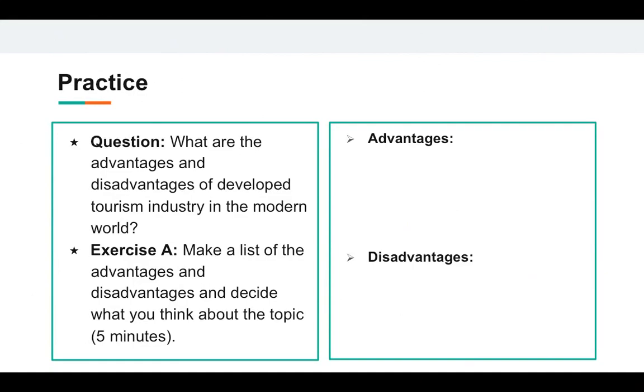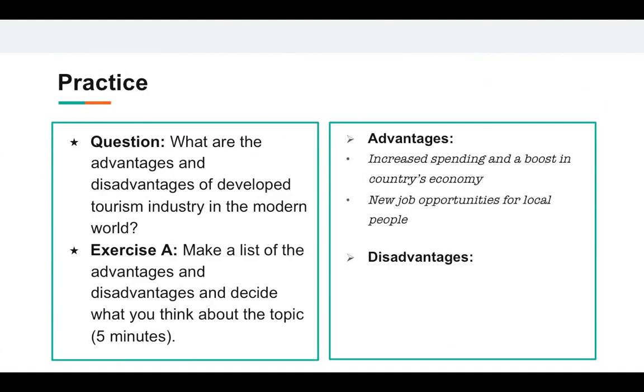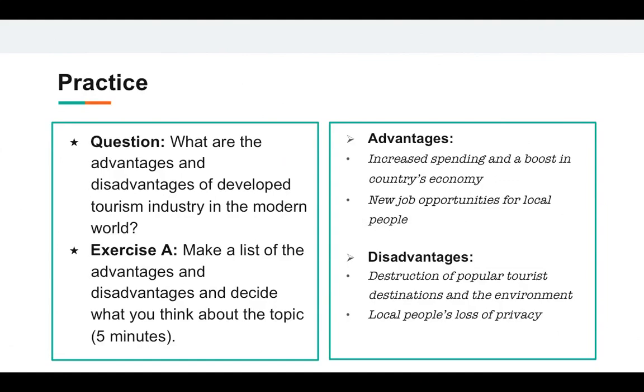Okay, let's see the advantages and disadvantages. For the advantages, we can write increased spending and a boost in country's economy and new job opportunities for local people. As for the disadvantages, we can write destruction of popular tourist destinations and the environment and local people's loss of privacy. Now pause the video and compare your answers with the ones on this slide.